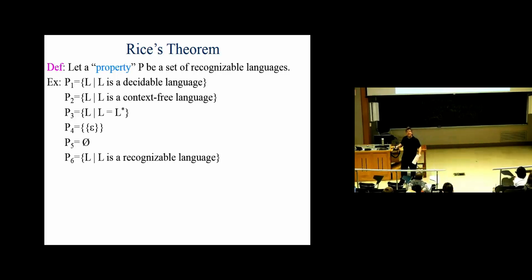A property is a set. It's a set of what? A set of other sets. Each one is a language. So it's a set of languages. A language is a set of strings, right? And a string is a sequence of symbols. So the type of these properties, P1, P2, P3, is a set of sets of sequences of symbols. The type is nested 4 deep.